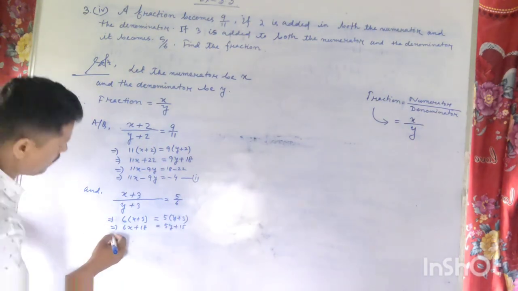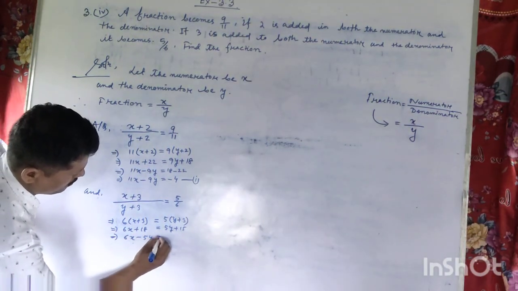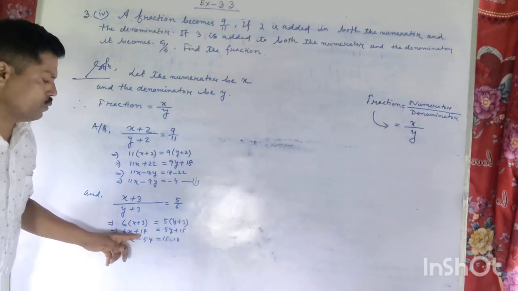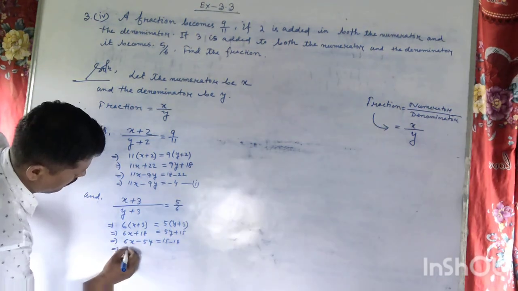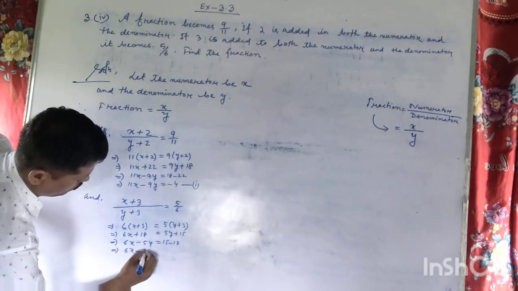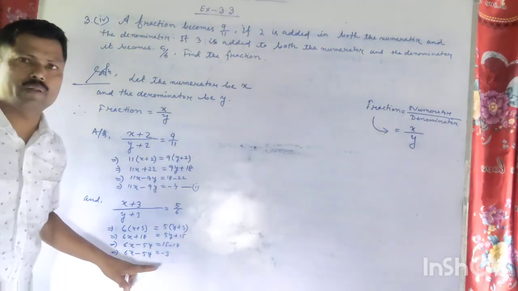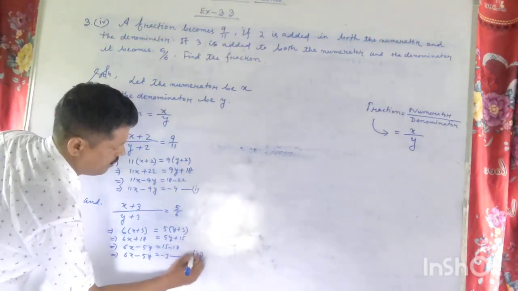Next, 6x minus 5y is equal to 15 minus 18. 18 is positive, so it will be negative on the right side. Then we can write 6x minus 5y is equal to minus 3. So we can call this equation 2.